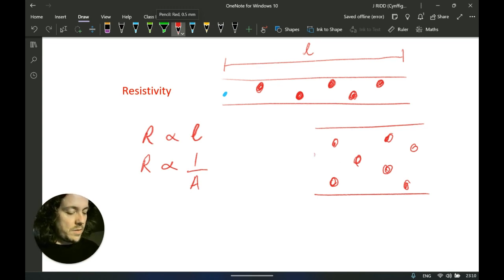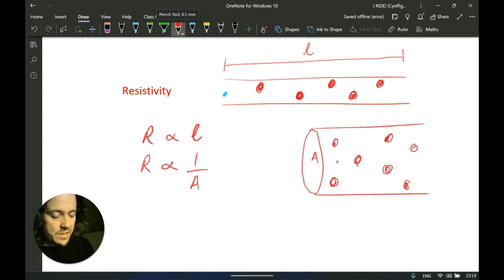So the larger, I better draw this as a circle, isn't it? The larger the cross-sectional area, the lower the resistance will be. That's why R is inversely proportional to A. In other words, the larger the cross-sectional area, the lower the resistance will be.